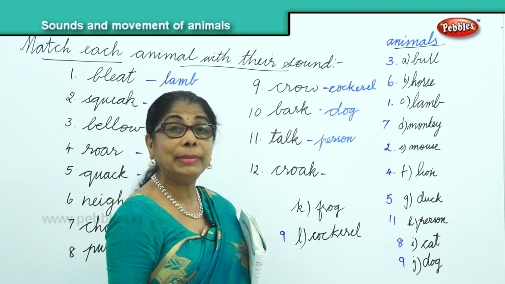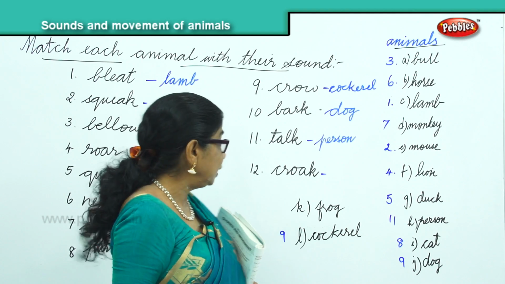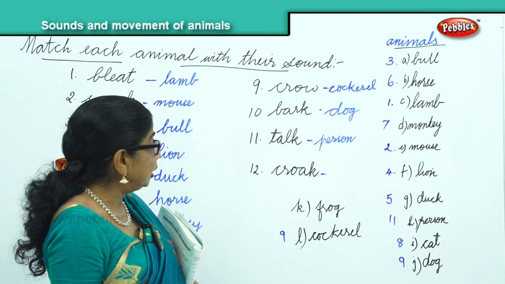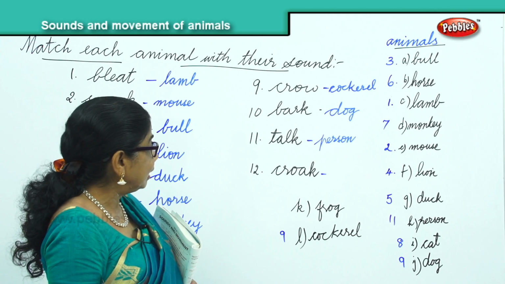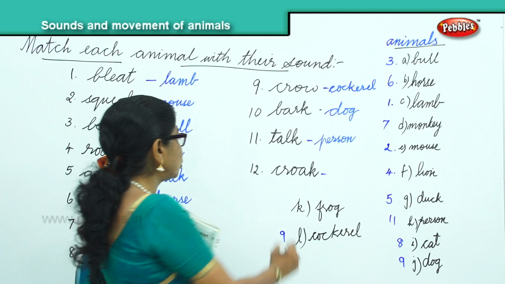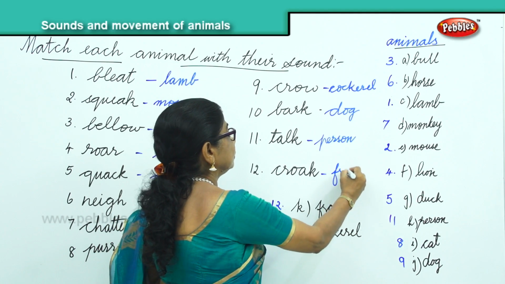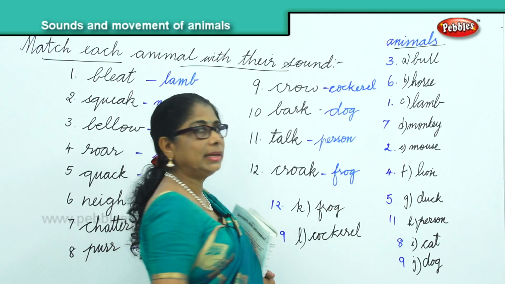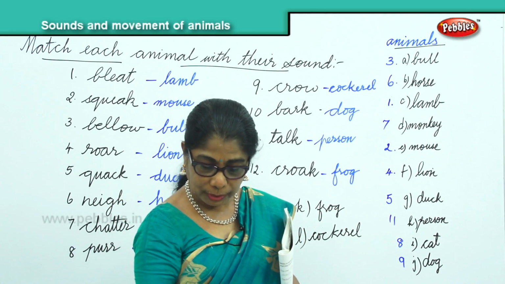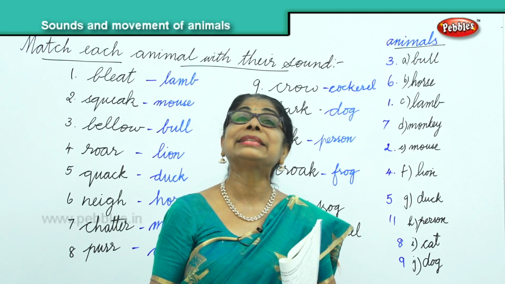In the same way animals and birds also, through their sound, what are they doing? They also communicate. Now croaking. Who croaks all the time? A frog. Each animal, through their sound, is telling each other something.